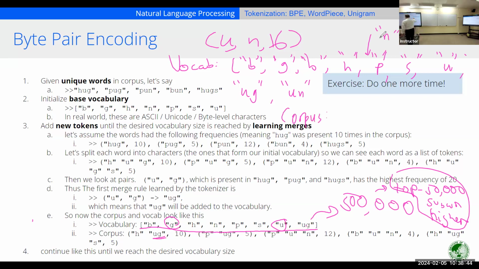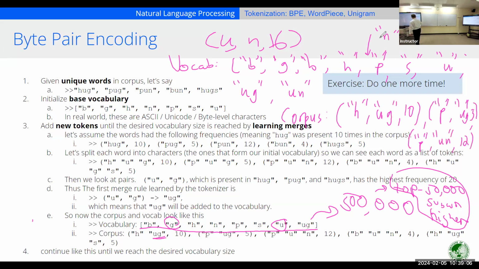All right. Okay, great. And then once you do that, what is the next corpus? The corpus will become now H UG N, and then P UG 5 and P UN 12, and then B UN 4, and then H UG S 5.